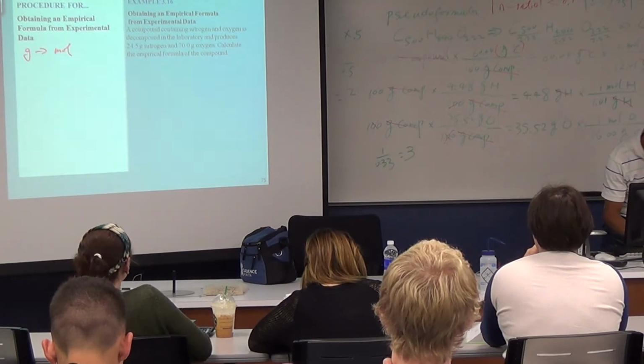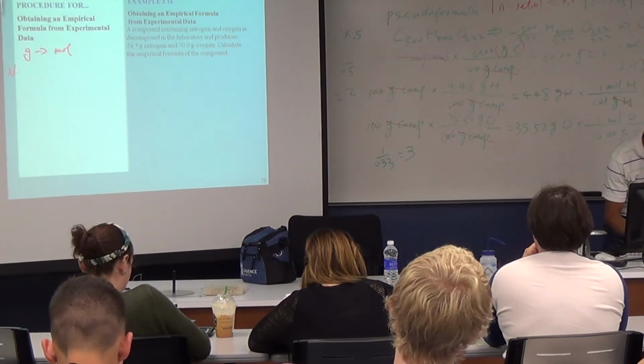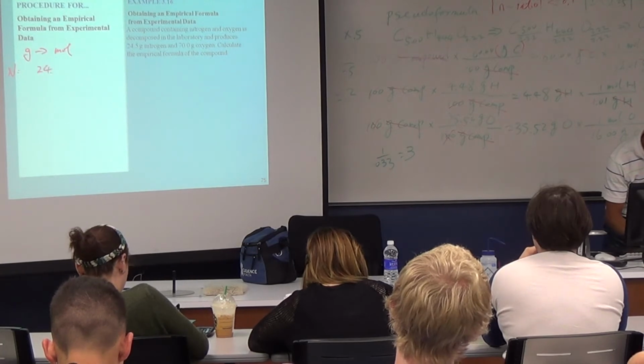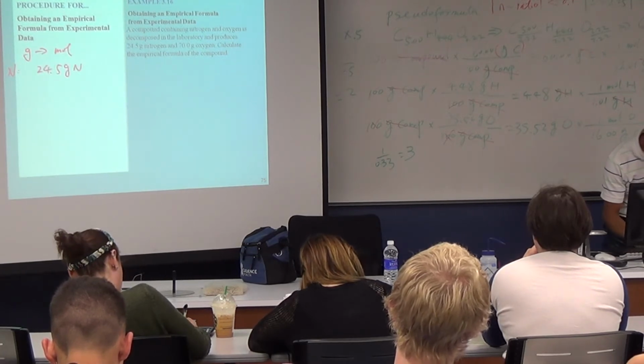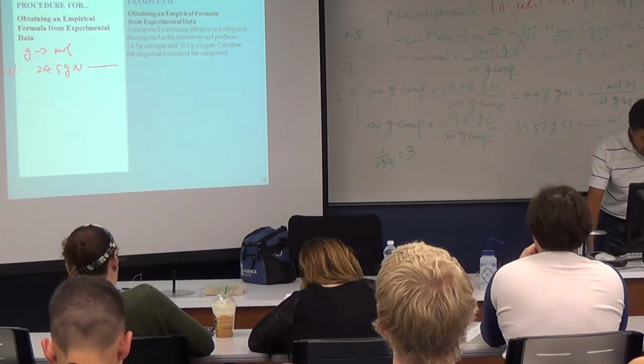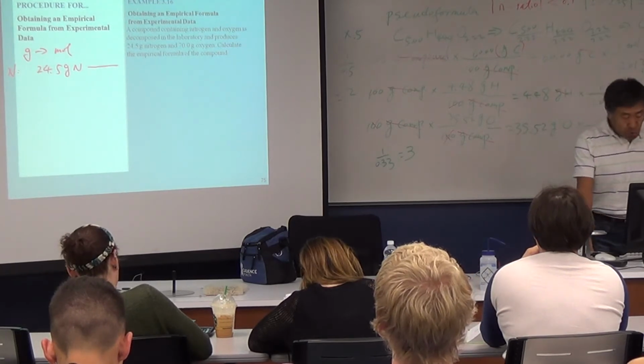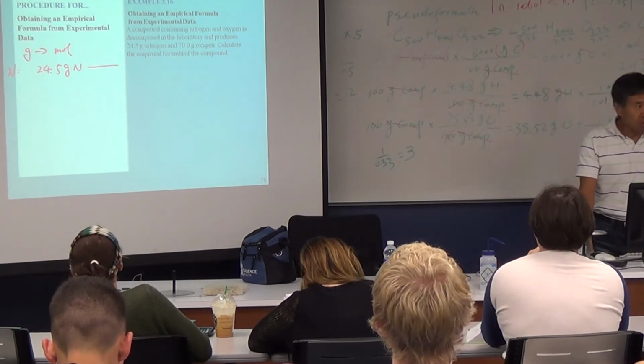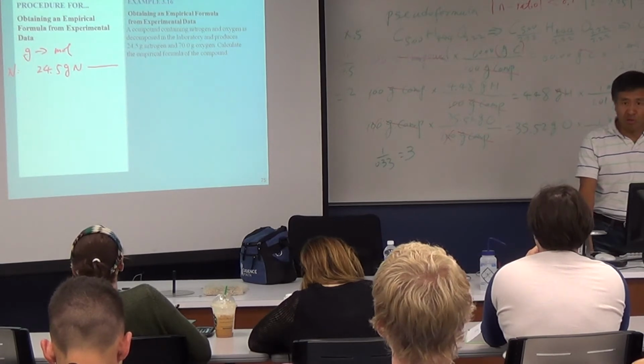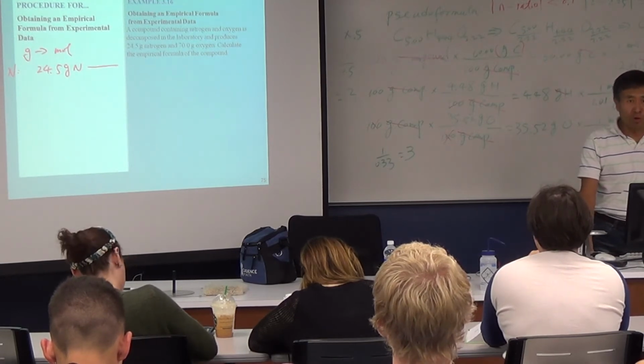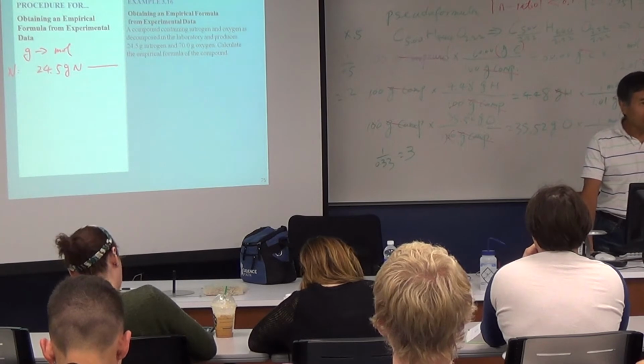Let's see for N. We have 24.5 grams of N, and I think you are very quick now. Tell me what you use if you want to go from gram to mole. Right? Use molar mass.